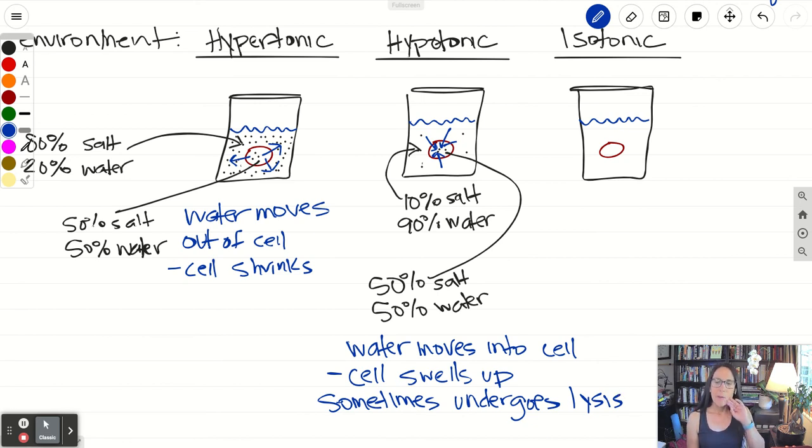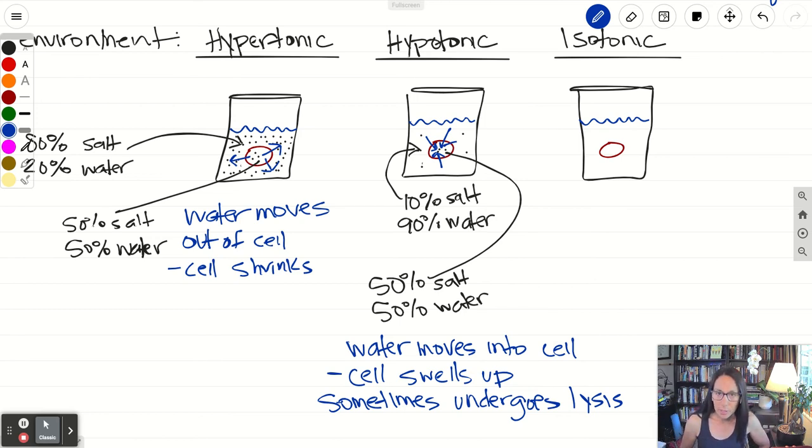And the pressure that builds up when water is rushing in is called osmotic pressure. That's because of the osmosis that there's so much pressure in there. If the osmotic pressure becomes too much, the cell will burst.